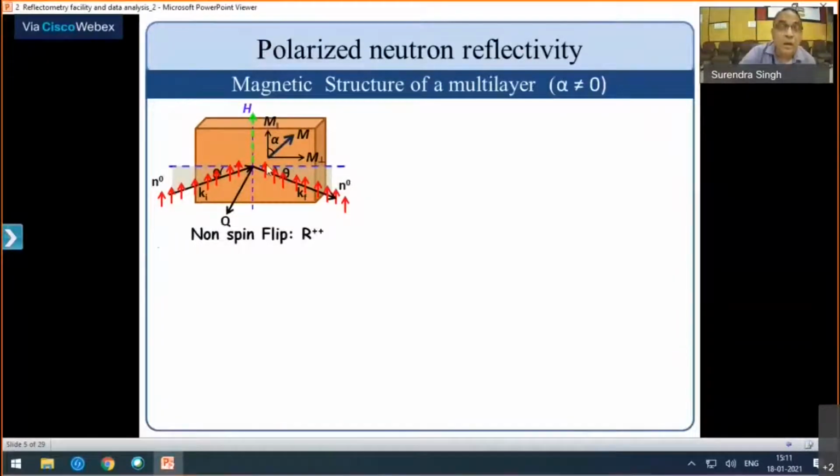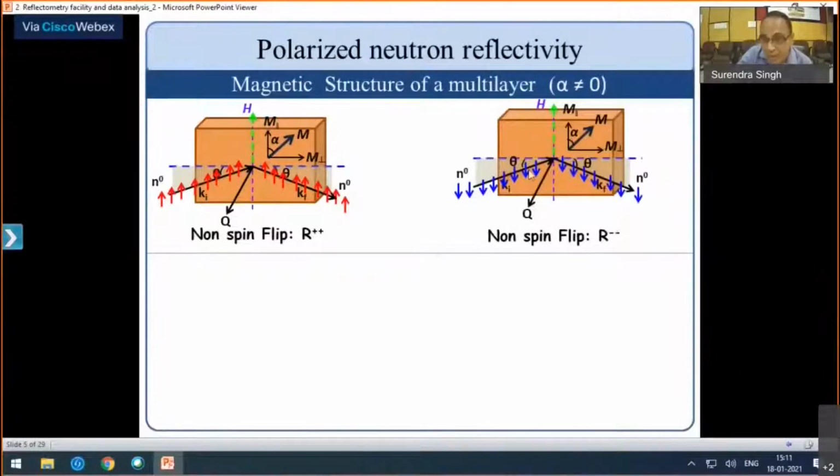So let us see, suppose we have a spin up neutron coming, then we have a spin up after reflection. Okay, so this is one possible thing if we have both M parallel and perpendicular components. But if there is a precession of spin after interaction, because we have this perpendicular component, what will happen? Suppose we have spin down, then we will have spin down reflectivity. This is R plus plus, R minus minus. Here no spin flip is occurring. In this case, we are sending a spin down neutron and we are getting a spin down.